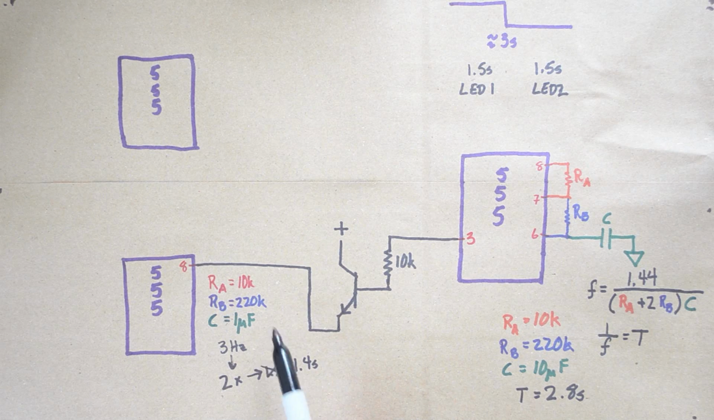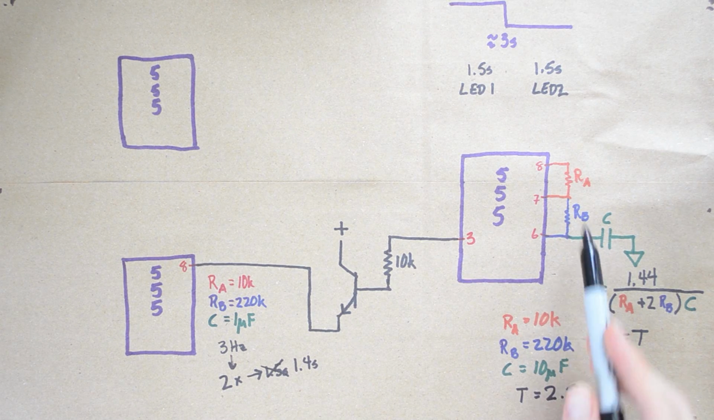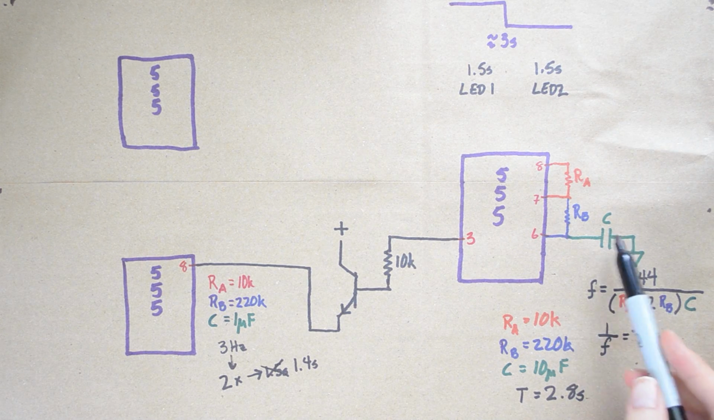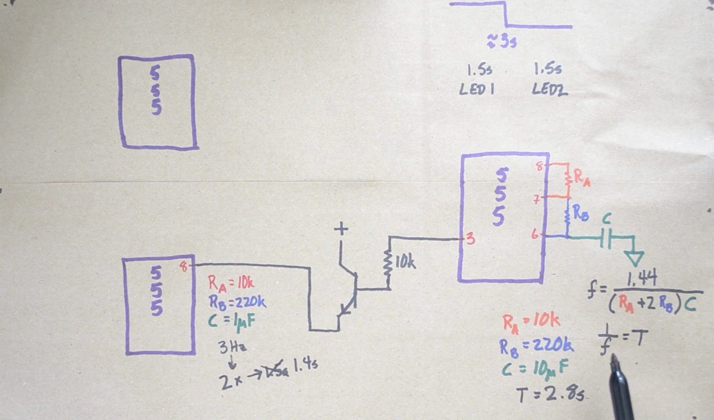Now, if you want it to blink more than twice, then come back over here and extend this time out longer by increasing the size of the capacitor or increasing the size of the resistor, so that it takes more time for this capacitor to discharge or charge up when it's initially starting its timing sequence.